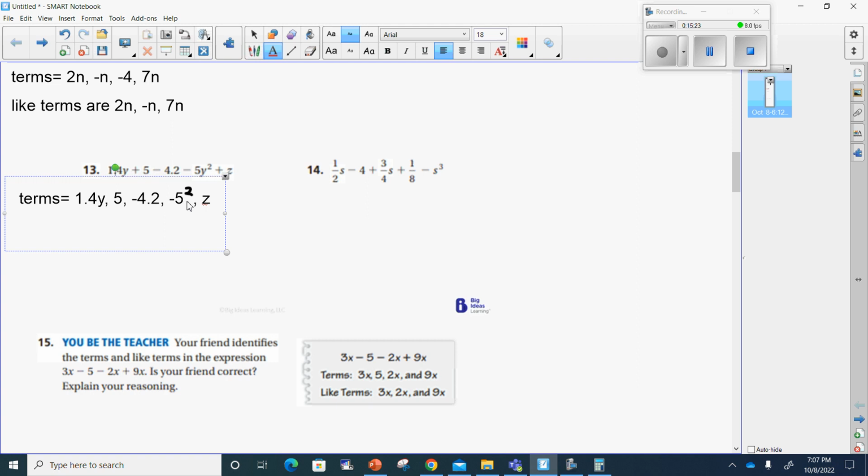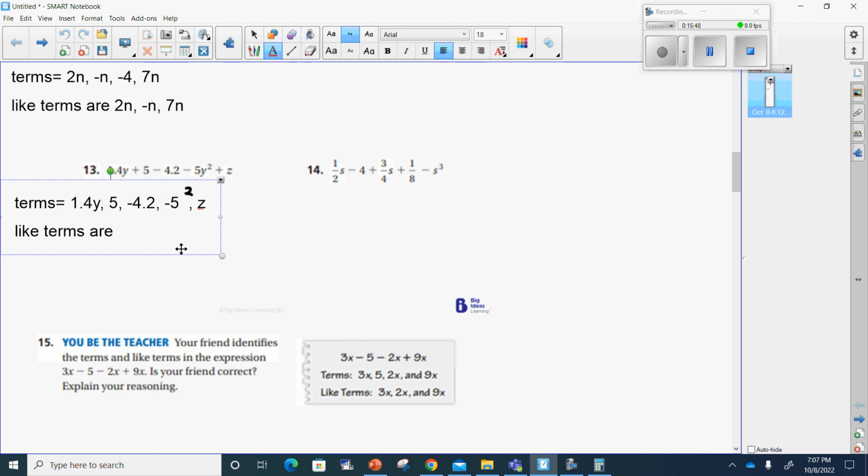And now, what are my like terms? Well, let's see, there's nothing with y at the end to match anything else. Oh, I'm sorry, we did have y to the second power here, didn't we? So let me move that a little bit here. And we'll put y to the second power. That was not just negative 5 to the second power. Okay, these y's are not to the same power. So they're not like terms. They are not identical. So that means my only like terms are going to be my constants, my numbers.